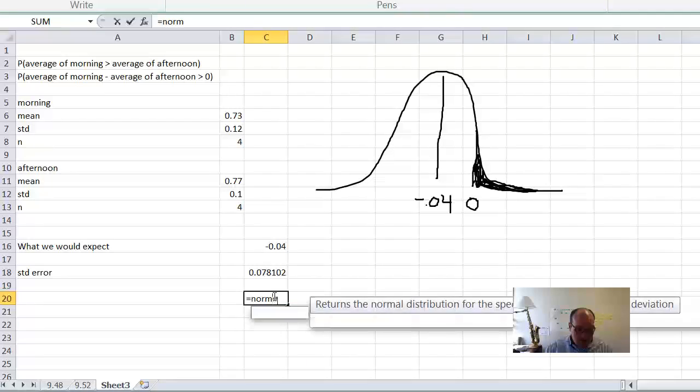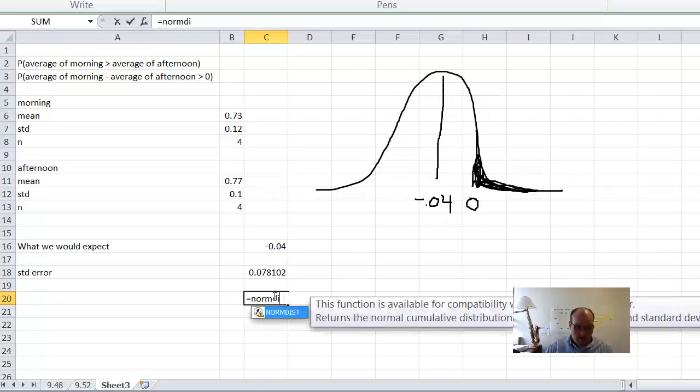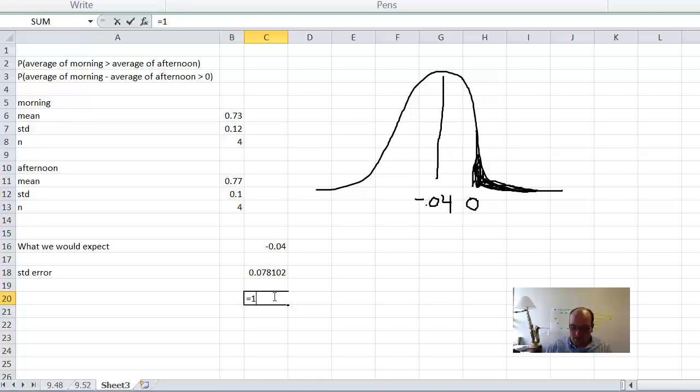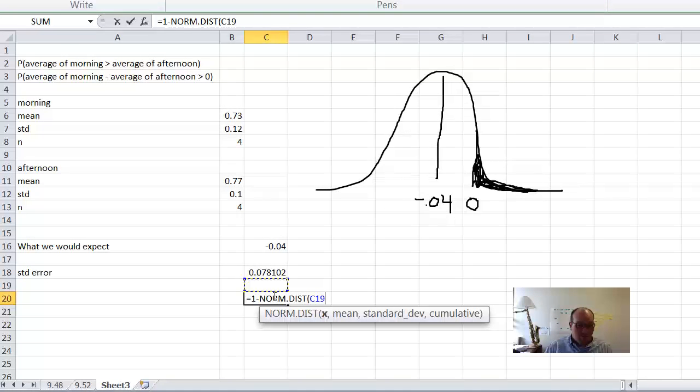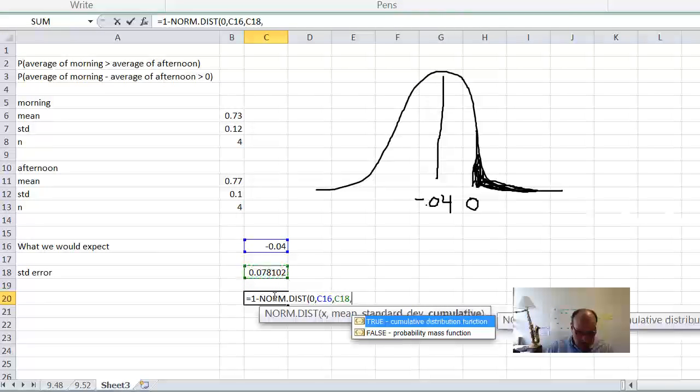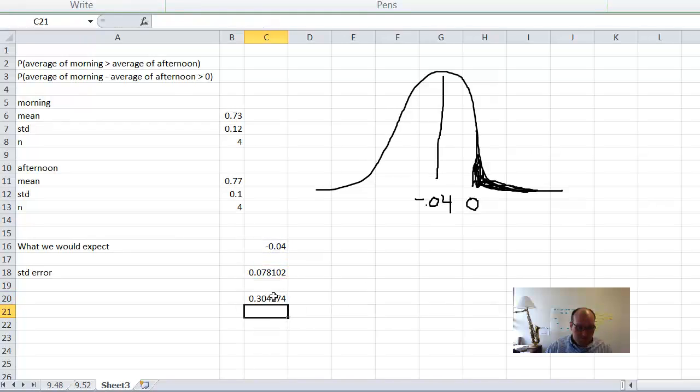Equals norm dist, right? Oops, this is the right side, right? So 1 minus norm dist. X, what did I get? Well, I got 0. I didn't write this down anywhere. But 0, what did I expect? That guy. Standard deviation is a square root, or sorry, the standard error. And cumulative is what I want.